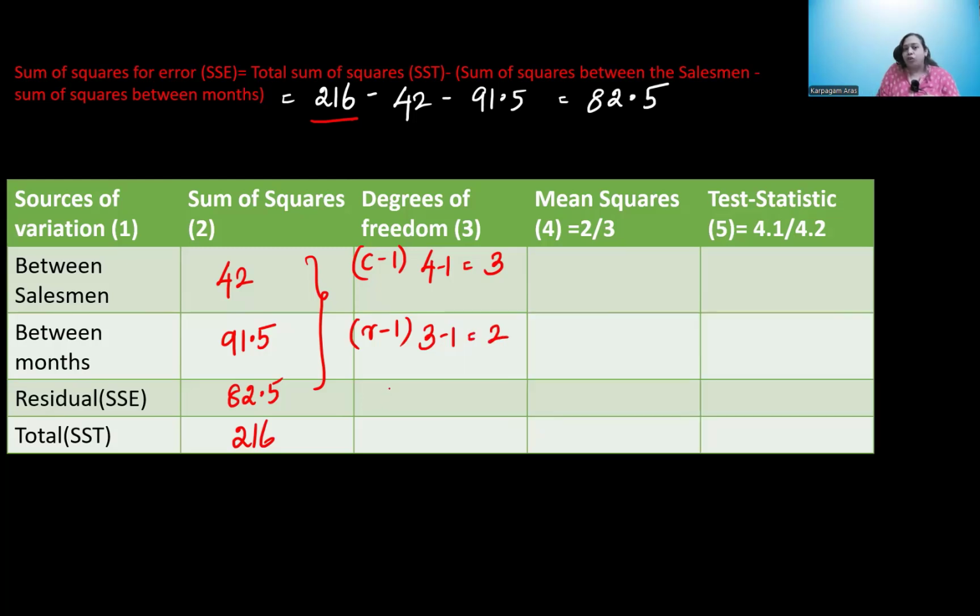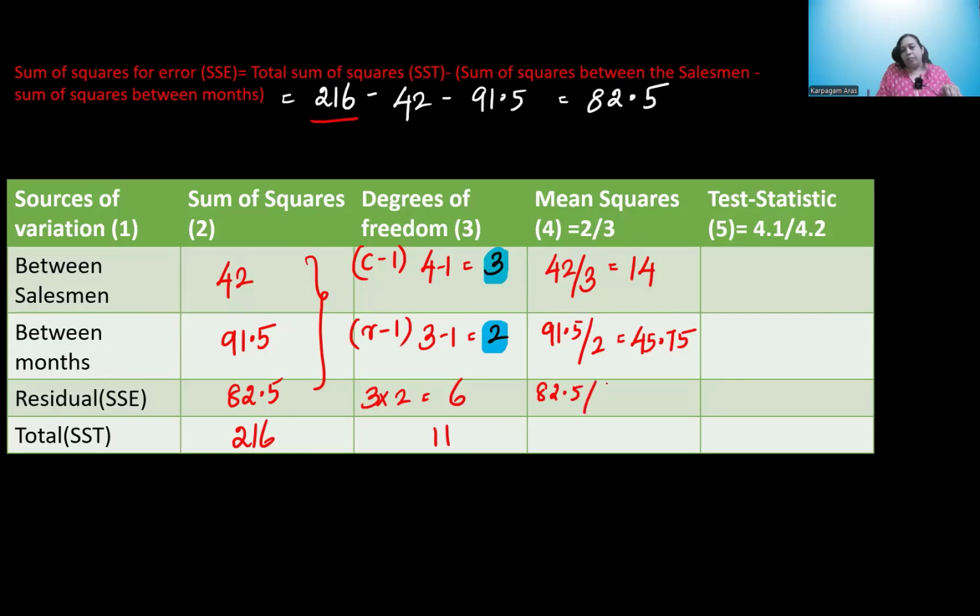For calculating the residual degrees of freedom, we'll be multiplying 3 into 2, which gives us 6 degrees of freedom. When you sum up, we will have 11 degrees of freedom. After this step, we take the second column divided by the third column, which is nothing but the mean square. 42 upon 3 gives us 14. 91.5 divided by 2, 45.75. 82.5 divided by 6, 13.75.